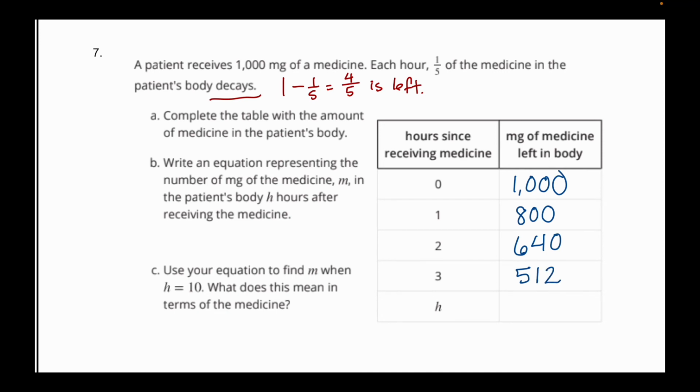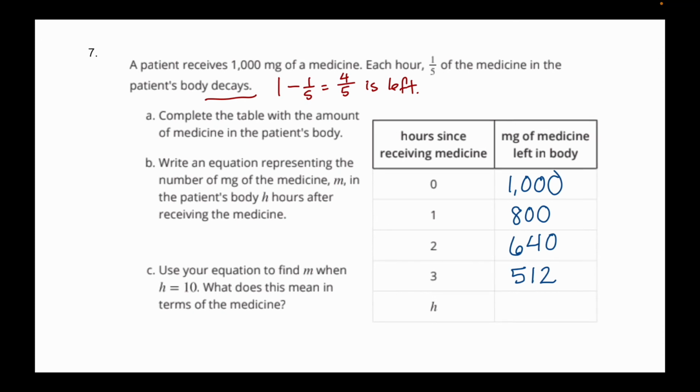One more time, if we multiply by 4/5, we will get 512. Now, if we had h, this is where it's asking us to really kind of build a function here. So our pattern is that we are taking the 1,000 and we are multiplying it by that 4/5 every single hour that passes. So that's going to be my equation, m.